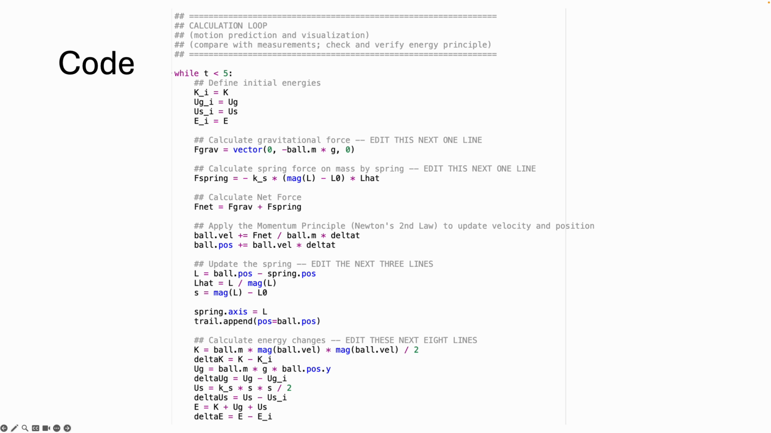First, we calculate the gravitational force and the spring force on the ball. Now that we have the net force by summing the two forces, we can then use the velocity and position update formula to update our ball state. Then, with this updated state, we can calculate the change in energies in the same way we did for the previous step.